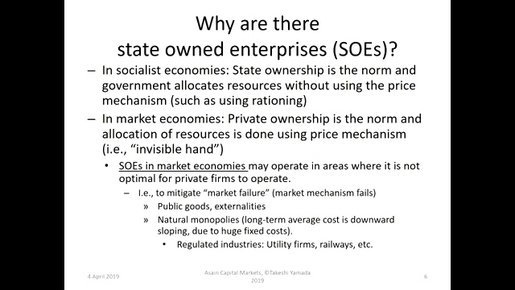But as I mentioned, the government still has a role even in the market economy, and this is what we learn in microeconomics: when there is a market failure, the market mechanism doesn't work for certain goods. One example is public goods, and also externalities.